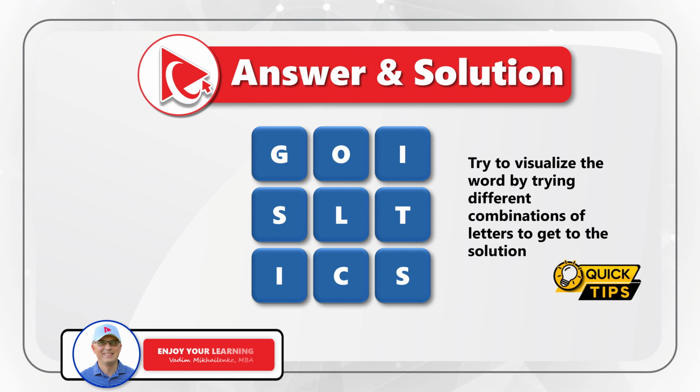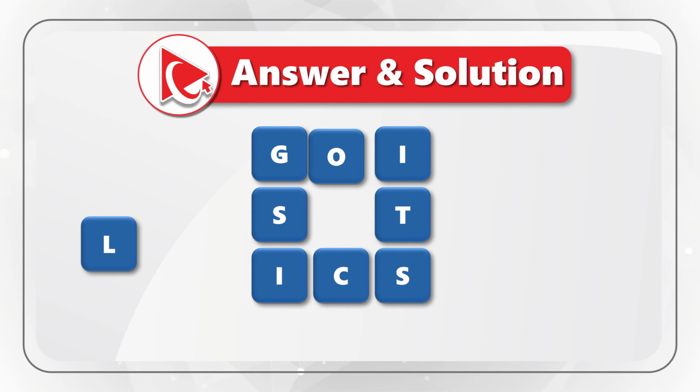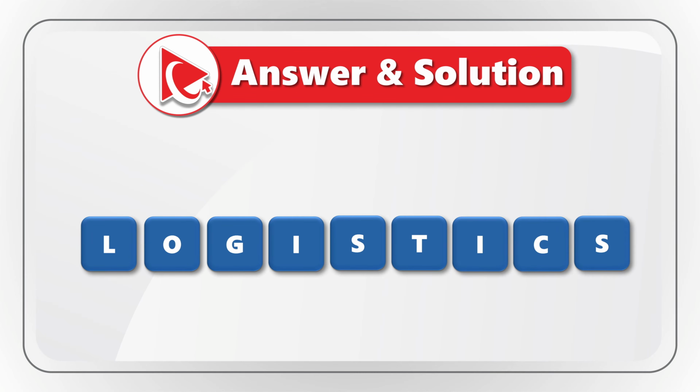For example, if you look at the original 9 letters, you will see that if we start from the middle, you can start building the word L-O-G, and then you build the remainder of the word to get to the correct answer. Do you have any other tips, tricks, or techniques that can help you solve these types of challenges? Please make sure to post them in comments.